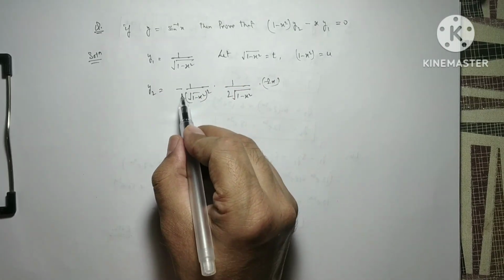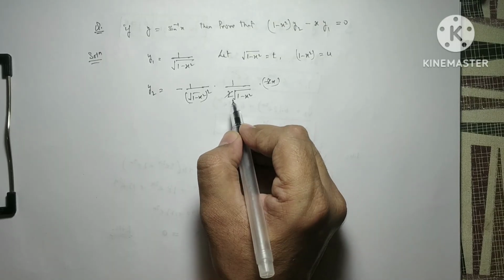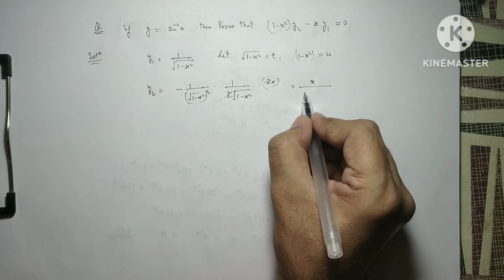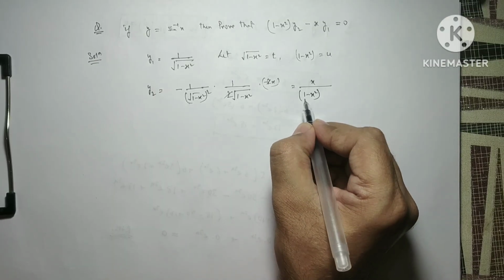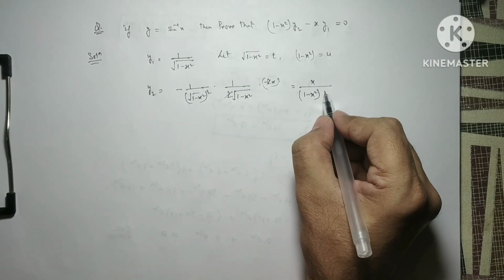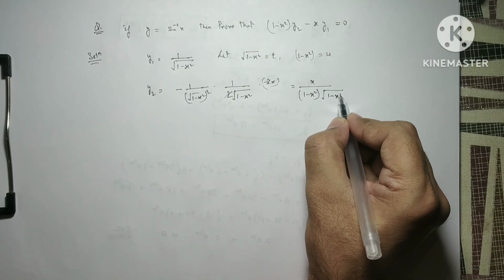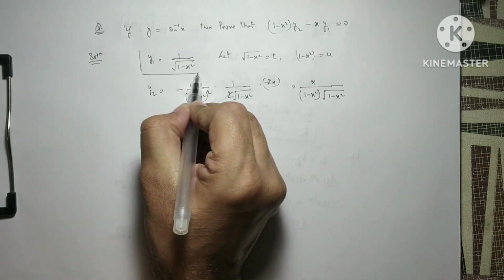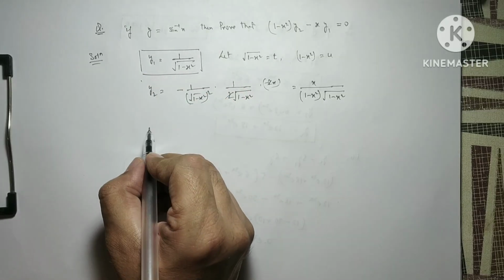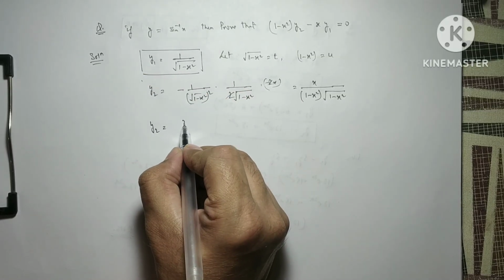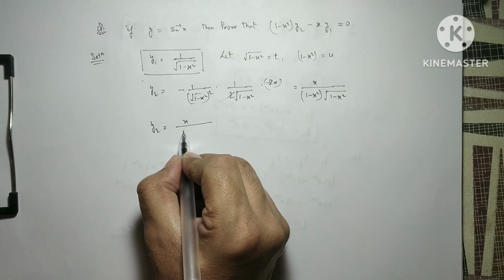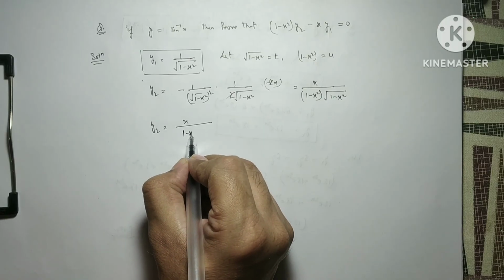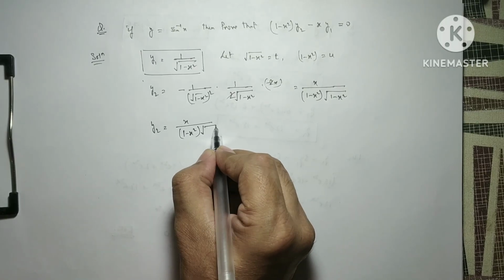So you get y2 is this, 2 and 2 will cancel, minus minus will become positive. So you get x over 1 minus x square. This is without root and this is under root, or you can say 3 by 2 power, right? So you have y1, it is this, and y2 is x over 1 minus x square under root 1 minus x square.